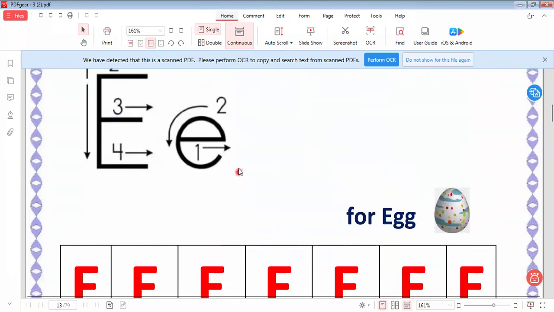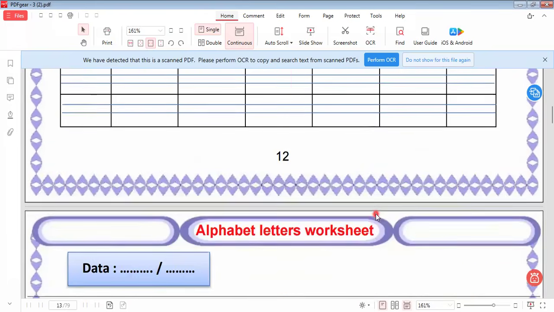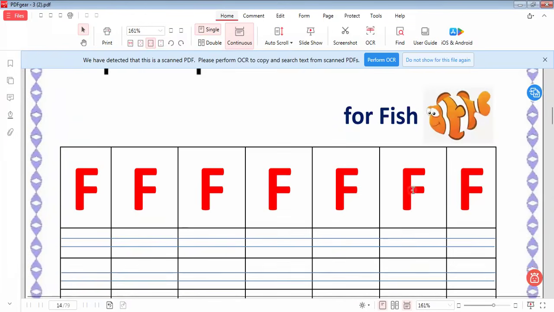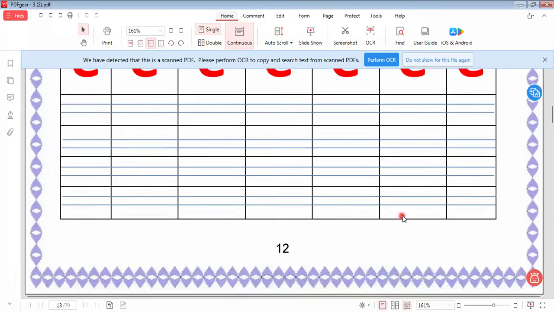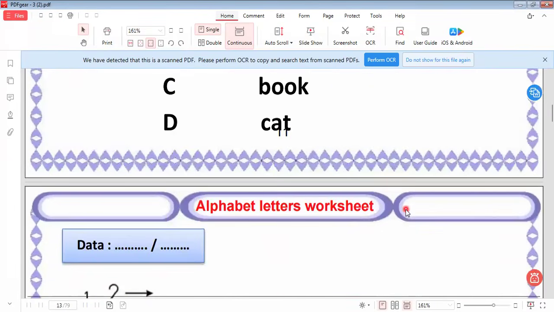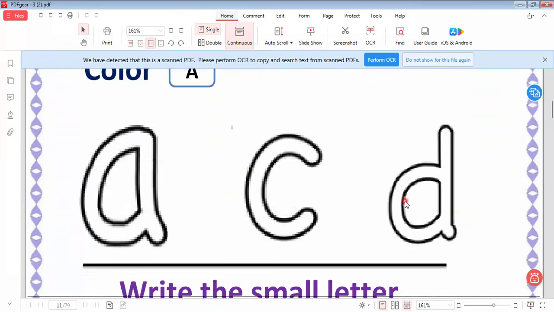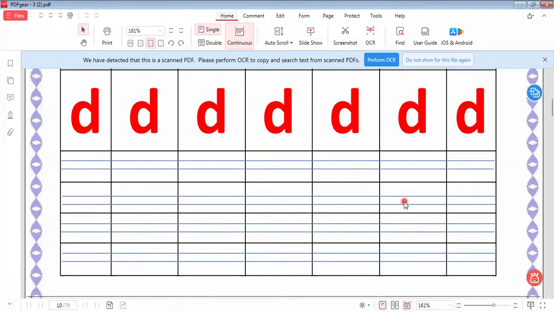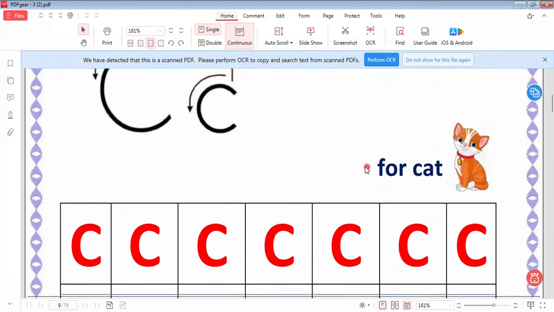Here is capital E and small e. E for egg. Capital F and small f. F for what? F for fish. So I would like to stop on letter F. Let's repeat again from letter A to letter F. Today we will stop reviewing on letter F, to be able to study with me.